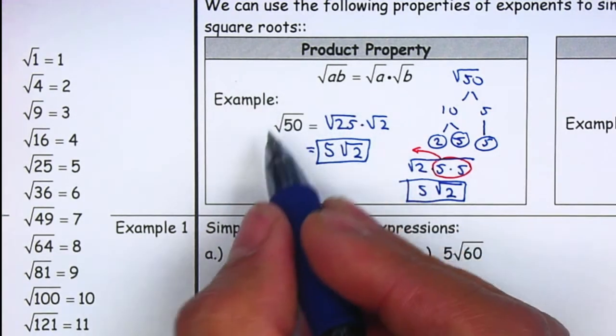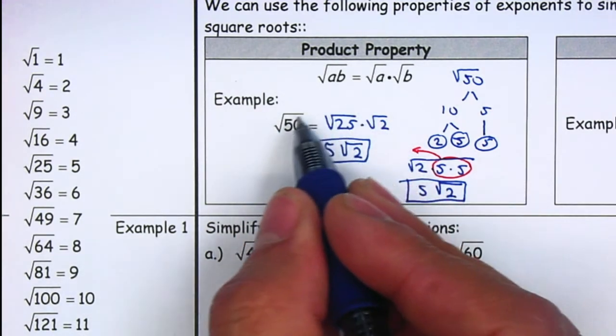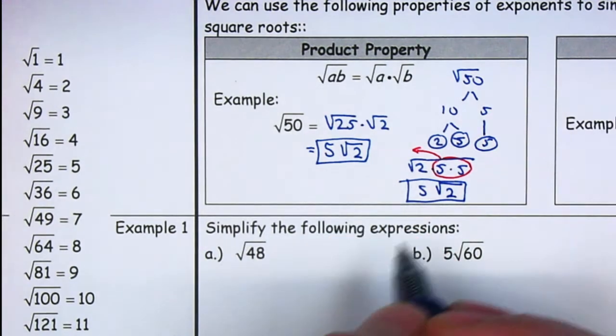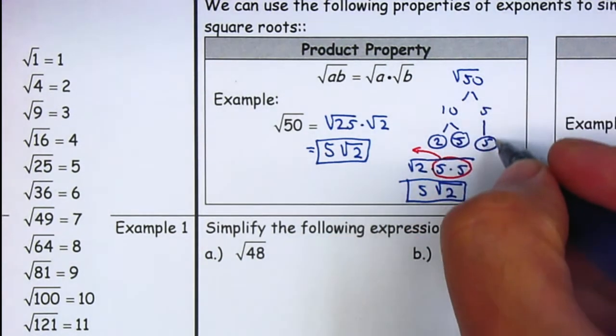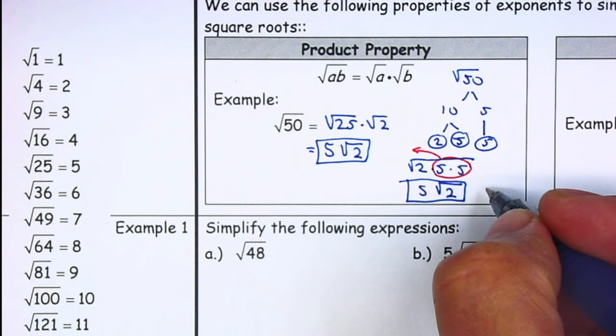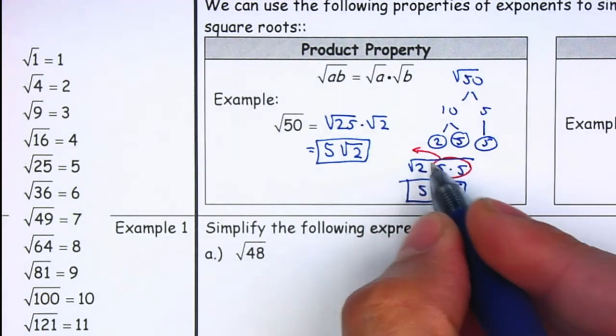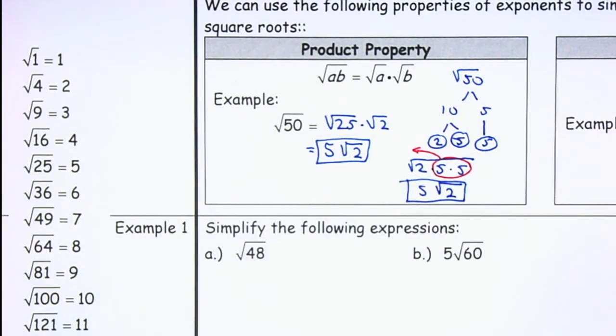Most of the time, I want to try to do this because it's going to be much faster. If the number is big, then I'm going to go through the whole process and just find the prime factors and take out the pairs, and that'll give me exactly the same answer.